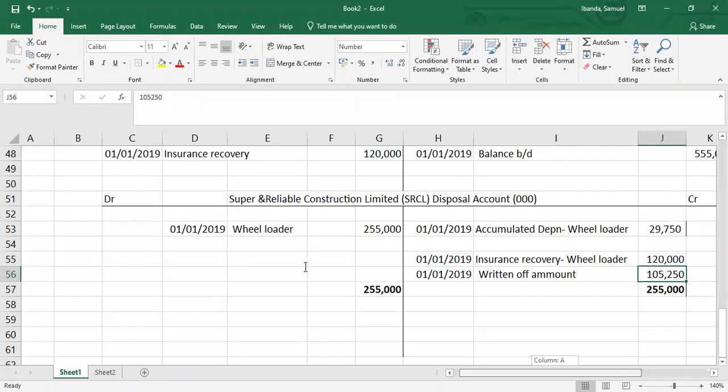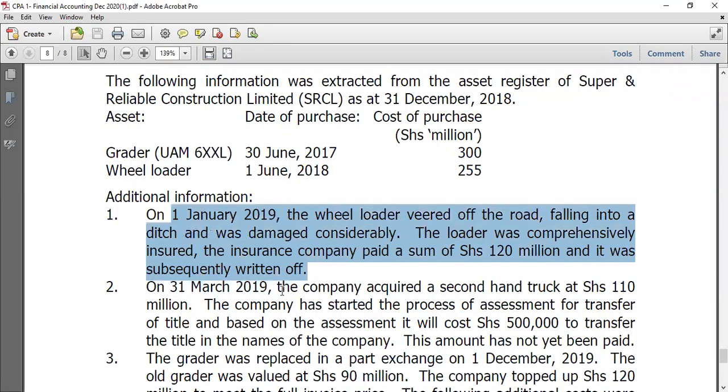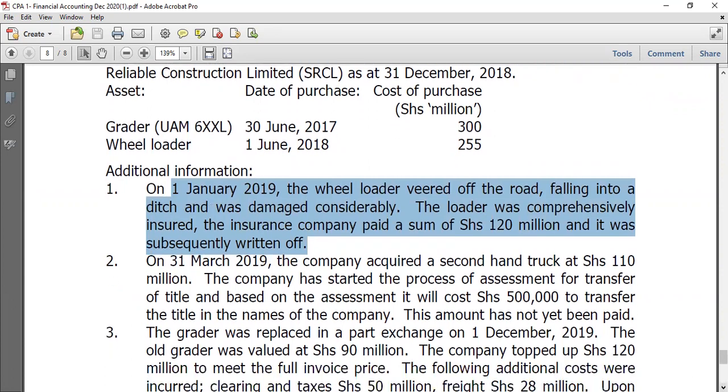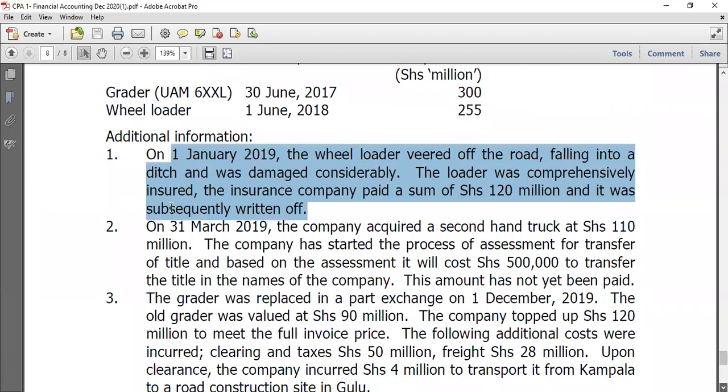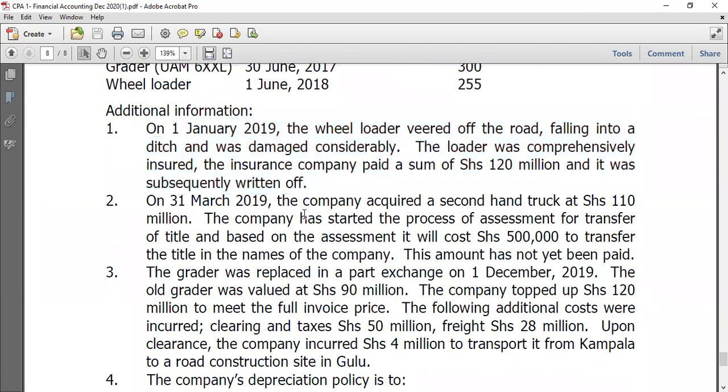Okay. So I want to take into consideration the next transaction here, and then the last one, and then we go. So on 31st March 2019, the company acquired a second-hand truck.